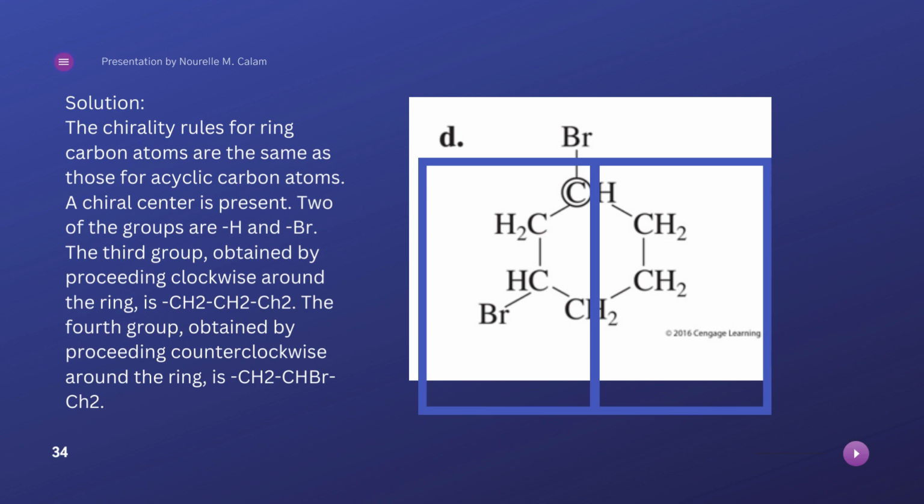So we can see that four different groups are attached to this carbon atom within the ring system. Again, the four different groups are the bromine at the upper hand side, the hydrogen atom directly attached to it. On the right side of the ring system, you have there your third group, CH2, CH2, CH2. And your fourth group, left side of the ring system, you have your CH2, CHBr, and CH2. Therefore, the carbon atom being considered or being observed is chiral.